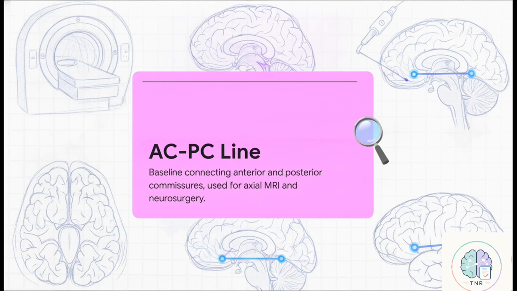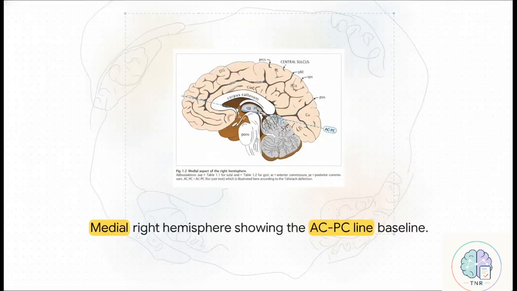It's the standard used in functional neurosurgery, and it serves as the fundamental baseline for axial MRI scans and even recent CT scanners. Now, what's fascinating is seeing this baseline in action. Looking at the medial aspect of the right hemisphere, you can physically trace this dashed line, the AC-PC line, cutting right across the middle of the brain. The specific line shown here uses what's called the Talairach definition. It anchors all the complex, squishy folds of the brain to a rigid, standardized, horizontal coordinate system.